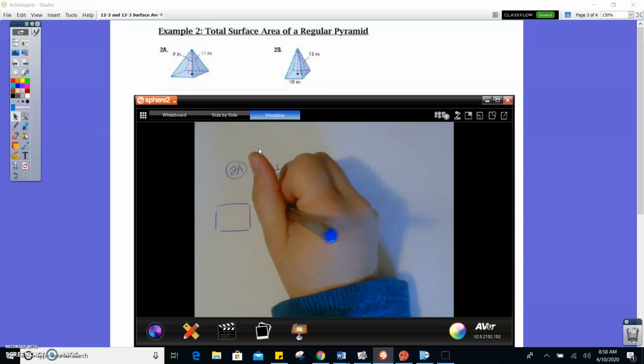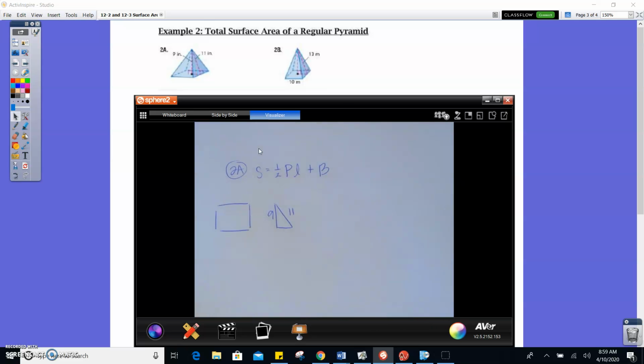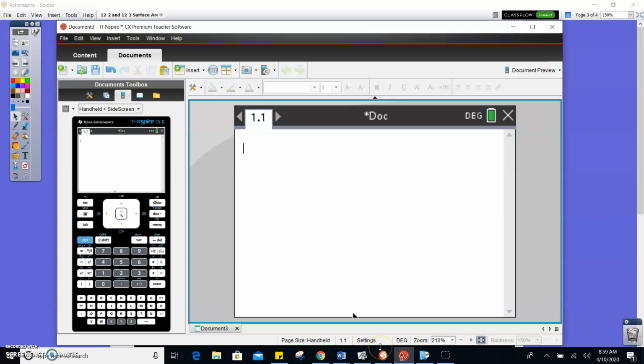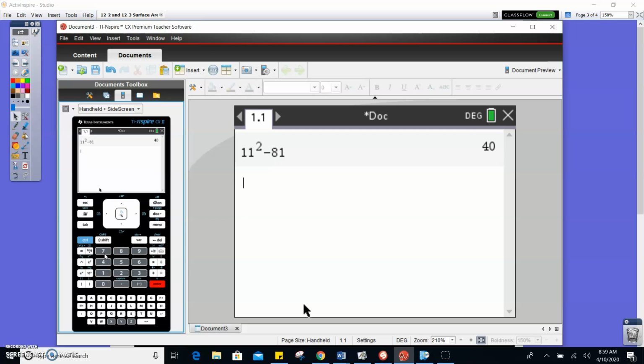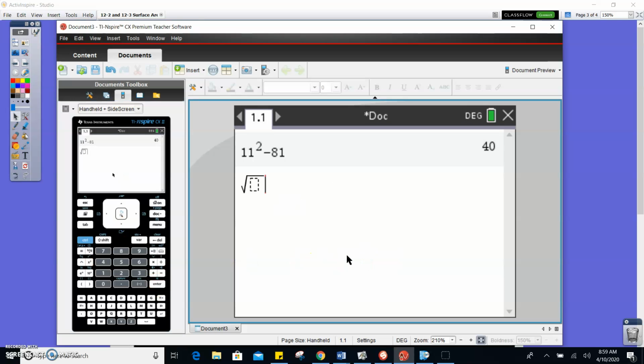So I can come and use the Pythagorean theorem. So 11 would be the hypotenuse, 9 would be the long leg, and I'd be solving for a missing value of x to solve for the missing side. So I'm going to come over here to our calculator. So 11 squared minus 81, which is 9 squared, gives us 40. So then we'll take the square root of 40 to give us that missing side length. Square root of 40.